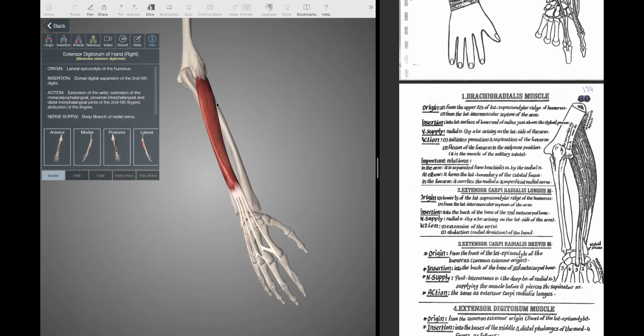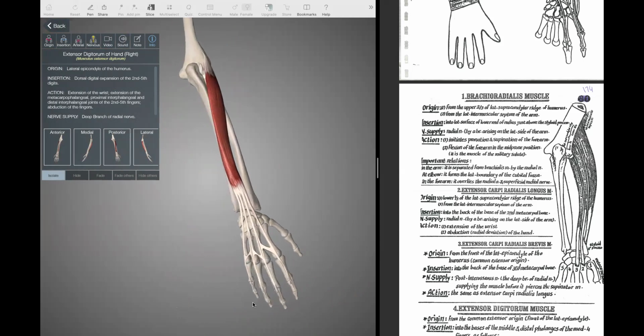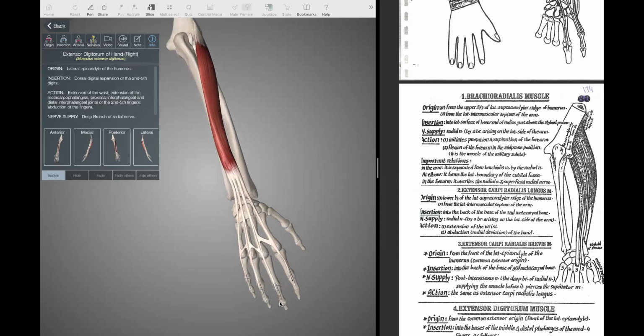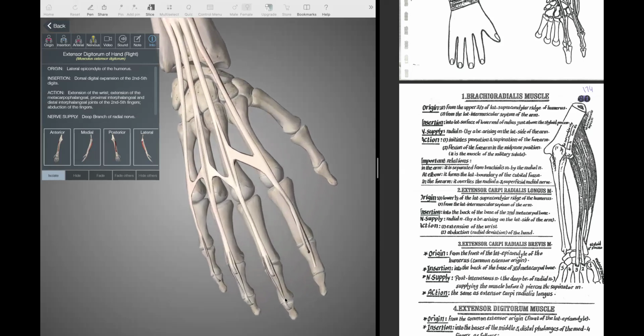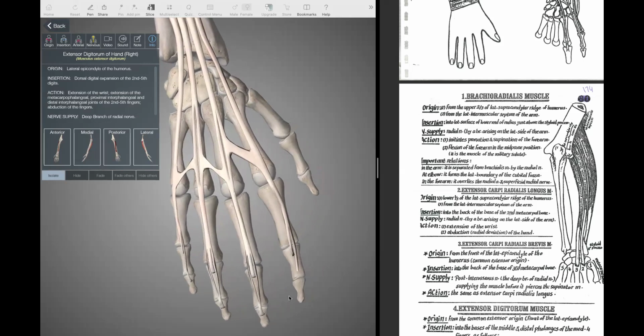The insertion, dorsal digital 2 to 5. And you can see that it is a weird insertion. So what we say is dorsal digital expansion of the second to fifth digits.